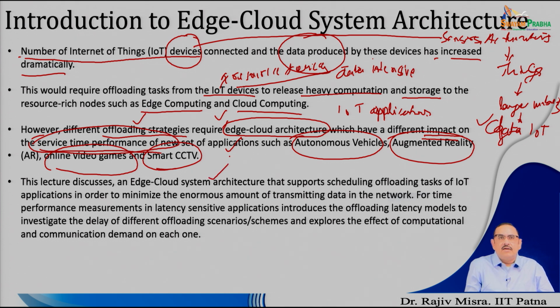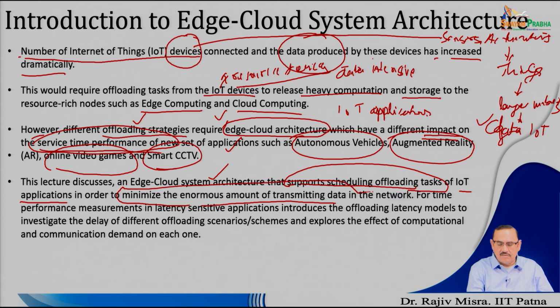So, in this lecture we will talk about edge cloud system architecture that can support the scheduling of offloading tasks of such devices, which are also called IoT applications. The idea is that using this edge cloud system architecture to support the scheduling of offloading tasks of IoT applications will support the objective of minimizing the enormous amount of data being transmitted in the network.